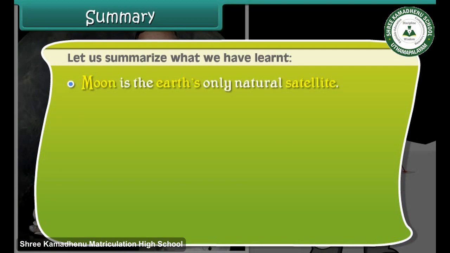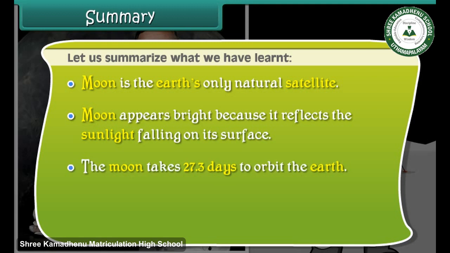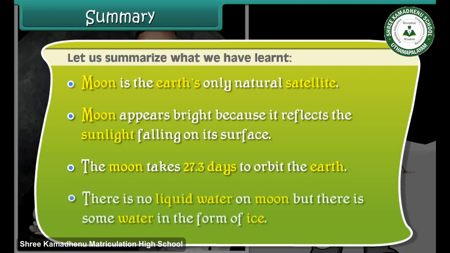The moon is the Earth's only natural satellite. The moon appears bright because it reflects the sunlight falling on its surface. The moon takes 27.3 days to orbit the Earth. There is no liquid water on the moon, but there is some water in the form of ice.